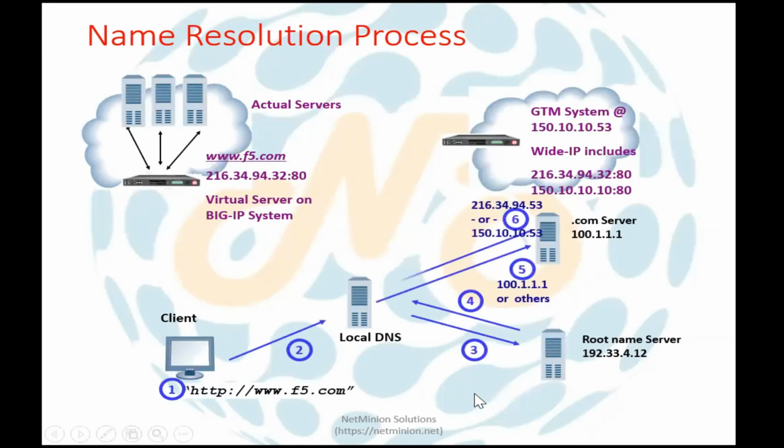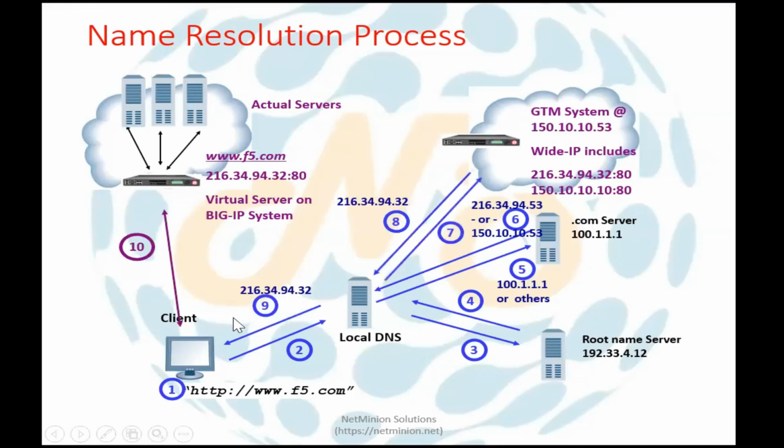So name resolution, we already talked about multiple times. The client asks for www.fi.com and it goes to the LDNS. From the LDNS, the root server will send it to .com. From .com it goes to the GTM, and GTM has wide IPs. Can you see this? Wide IPs. Now one of the wide IPs will be provided, and your next communication will happen between the client and those servers.